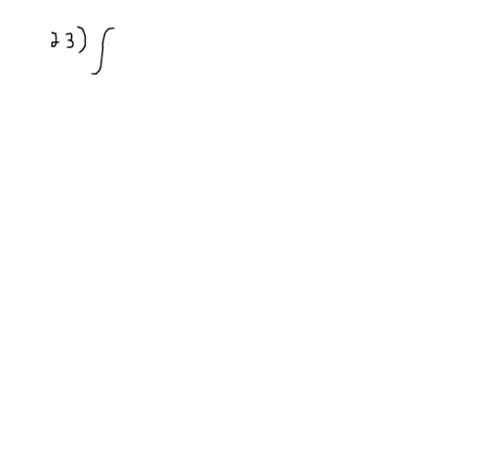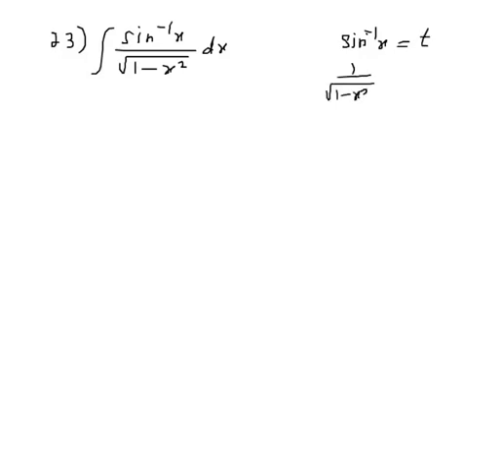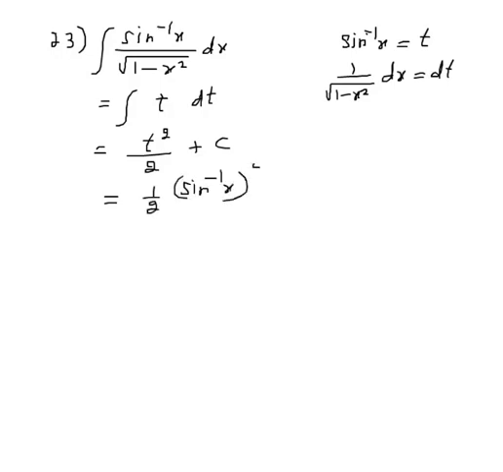Question 23. Integral sine inverse of x divided by root of 1 minus x square. So simple it is. We know that differential of sine inverse of x is 1 by root of 1 minus x square. So let us substitute sine inverse of x as t. Differentiate both sides. Now substitute dx by root of 1 minus x square becomes dt, and sine inverse of x is t. Integral of t is t square by 2 and plus c. Substitute for t. Sine inverse of x the whole square divided by 2 and plus c is the answer.